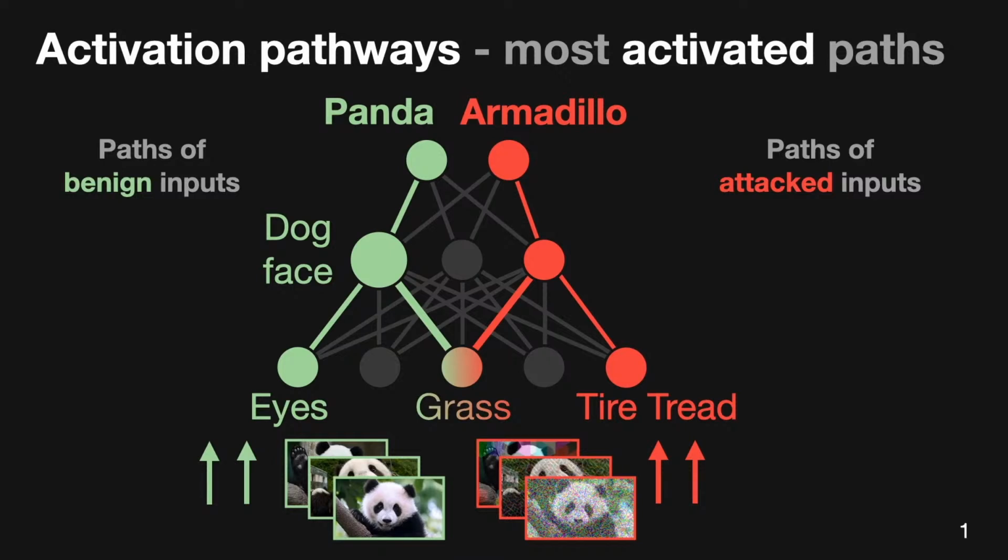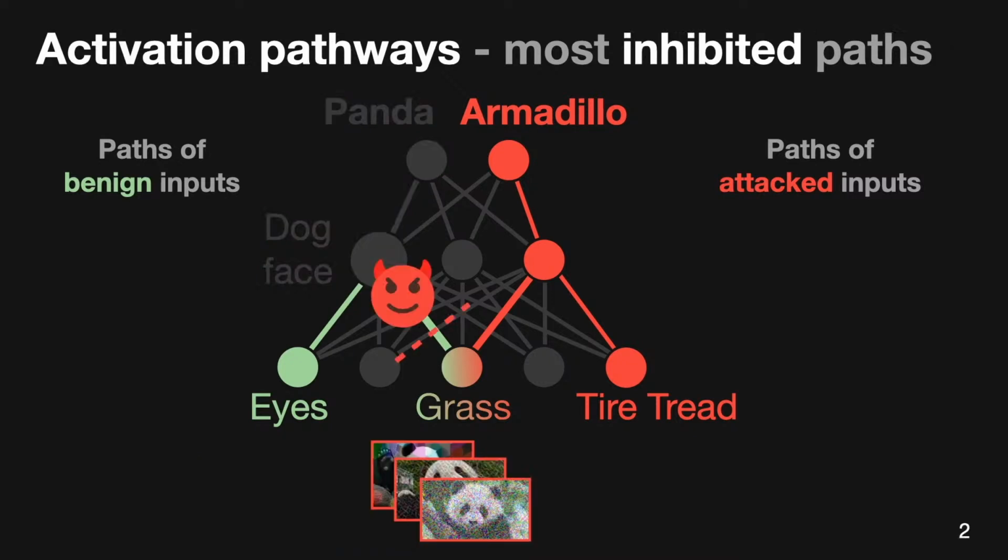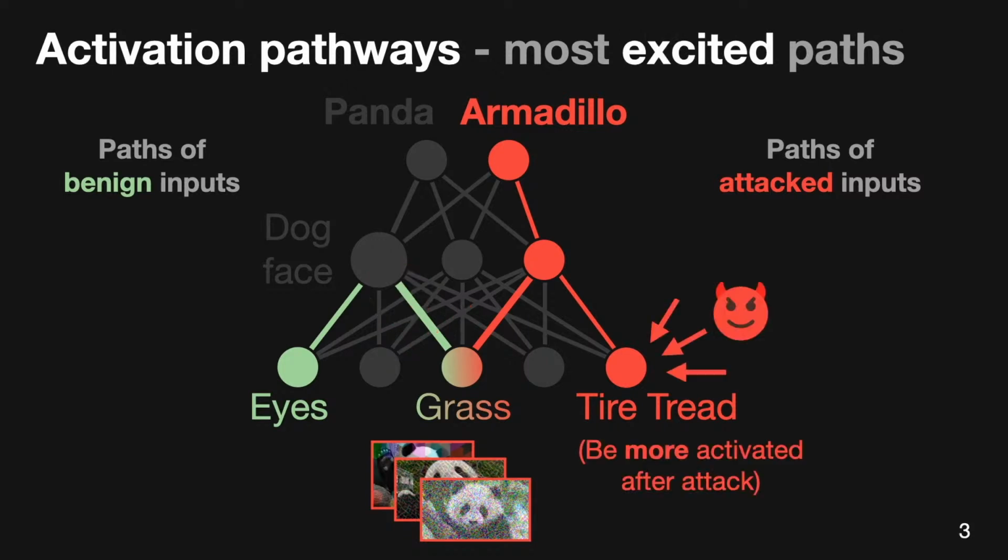To understand how the attacks manipulate the neurons and the paths inside the models, Bluff visualizes the activation pathways of both benign inputs and attacked inputs. That is, Bluff finds and visualizes the most activated pathways given benign and attacked input data. Bluff also visualizes the most inhibited paths by the attack to uncover where the attack is blocking the signals to the benign path. Also, Bluff visualizes the most excited paths by the attack to uncover where the attack stimulates to induce the activation pathways going towards wrong directions.